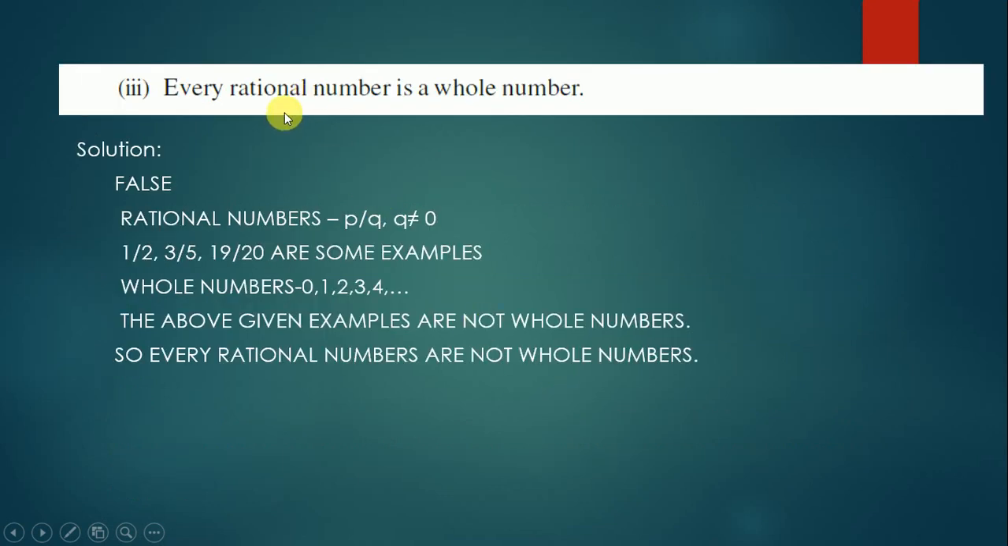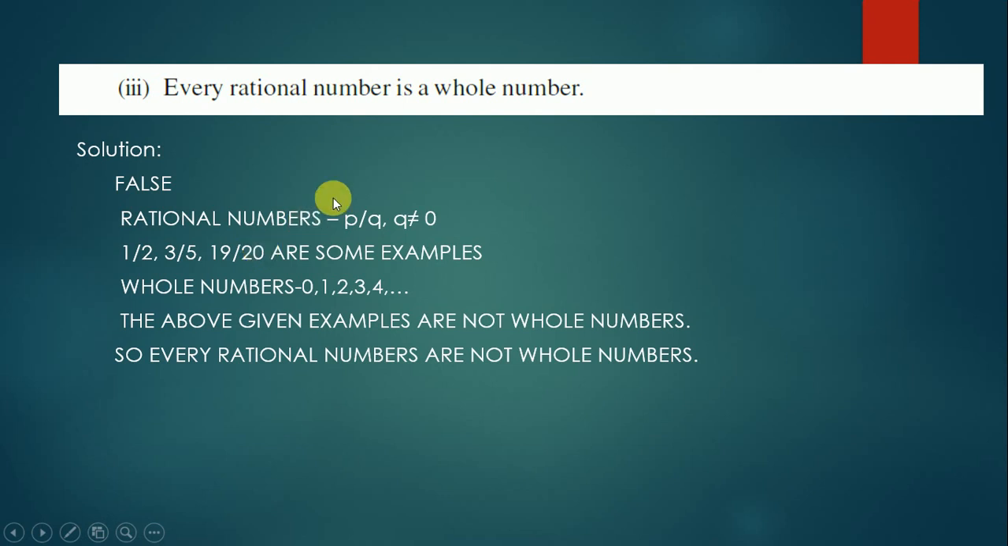Next question. Every rational number is a whole number. A rational number means any number we can represent in the form of p by q. Some examples are 1 by 2, 3 by 5, 19 by 20, etc. But our whole numbers are 0, 1, 2, 3, 4, etc. See, these are rational numbers and the answers of many of these rational numbers are point numbers. You can try 1 by 2, the answer is 0.5, like that.